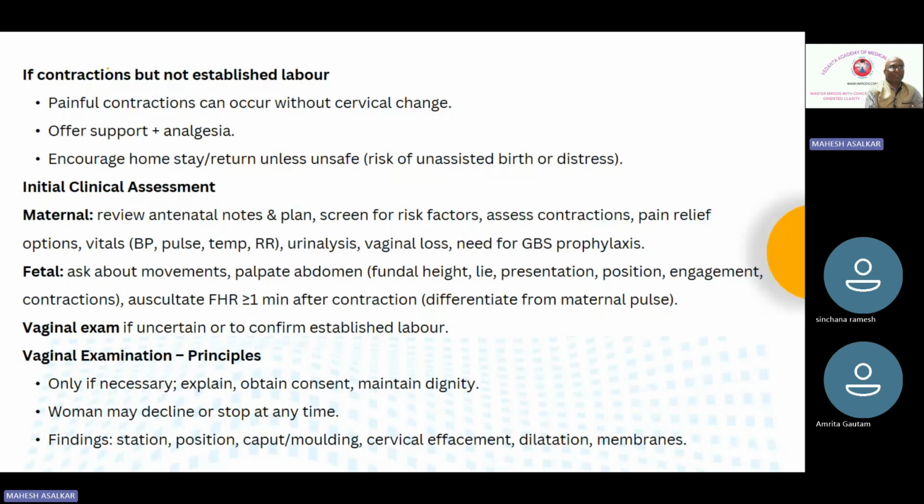Initial clinical assessment: we will do a maternal assessment, then a fetal assessment, then a vaginal examination will be done, and for per vaginal examination there are principles. It will be carried out only if it is necessary. Explain and always obtain consent, maintain dignity. A woman may decline or stop at any time. Look for station, position, caput, moulding, cervical effacement, dilatation, etc., and the membrane status. So this is what we will do.